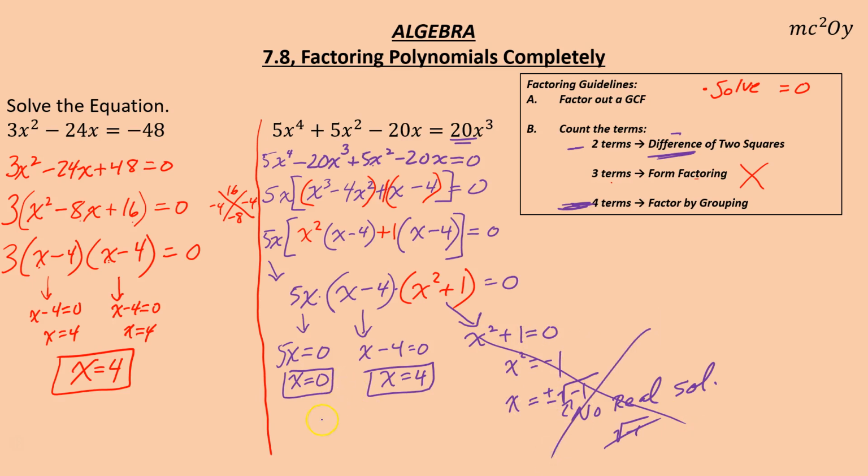So my solutions, x equals 0 and 4. Those are my 2 solutions. Set notation, or you can just leave it like that. Yep, that's all I got for you, I think. Good luck.